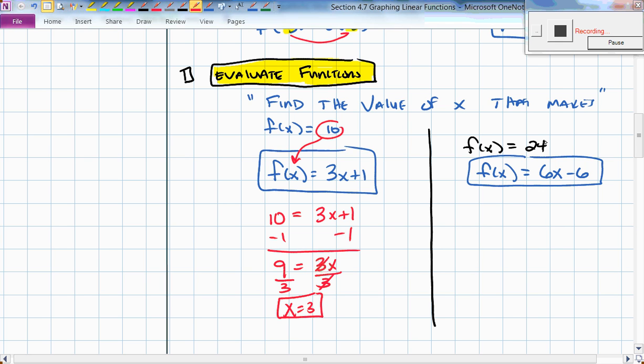Perfect. So we're essentially taking 24 and plugging in 24 equals 6x minus 6. Adding 6 to both sides, we get 30 is equal to 6x. We're going to divide by 6's, and so x is equal to 5.